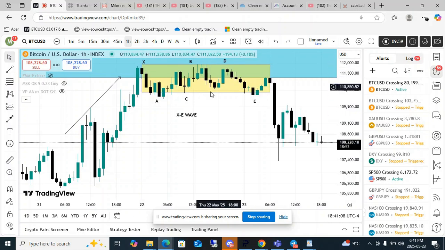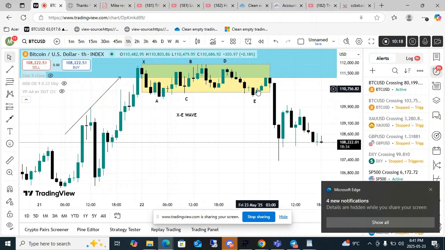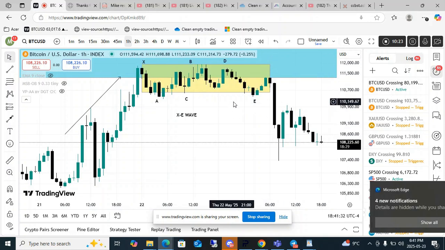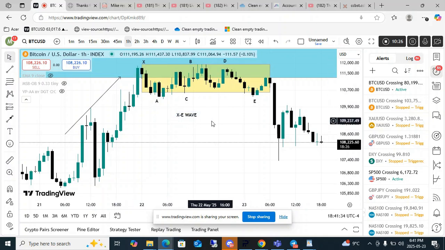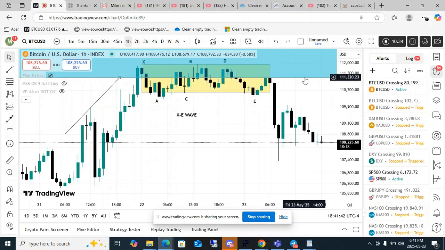So let's say you don't know this X, A, B, C, D, E, and you think the market is breaking out here and you enter sell here. Imagine it went up and you become so biased. Maybe it's breaking up because the overall trend is bullish and you became scared. Maybe it's gonna go up. So you don't know, right? So this X to E wave is gonna help you to know when the consolidation finishes and when you're gonna break out.